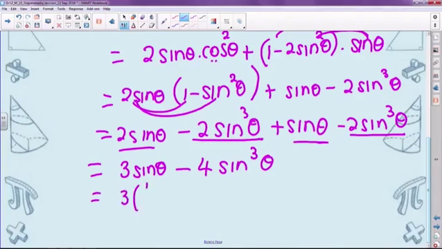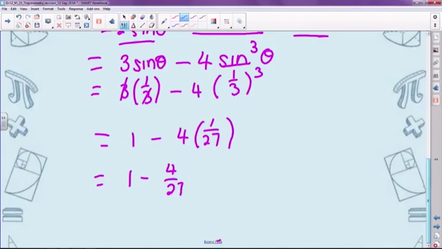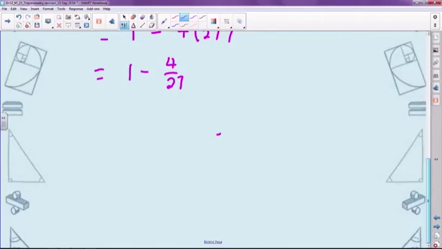In place of sine theta, I put in 1 over 3 because that was what I was given, minus sine cubed theta, which is a third cubed. And I get, we might need to go to a calculator just now, 3 times a third, I'm going to get 1 minus 4 times 1 over 27, all right? So I get 1 minus 4 over 27. You can use a calculator if you want to, or you can rewrite 1 as 27 over 27, and therefore I will get 27 minus 4 is 23 in the numerator over 27.